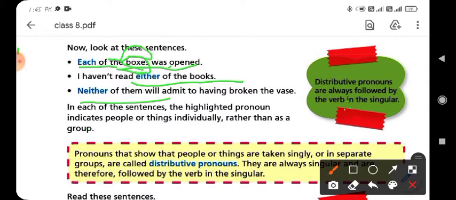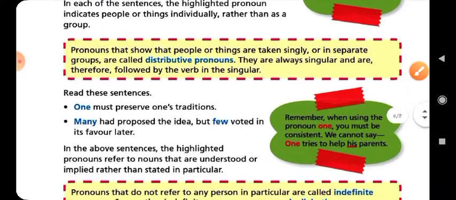Okay, and I haven't read either of the books. So here there are many books, and either of the books he hasn't read. Okay, so this type of word shows each one, distributing everyone, people or things taken singly. So it will be the distributive pronoun. Okay, I hope you all understand.